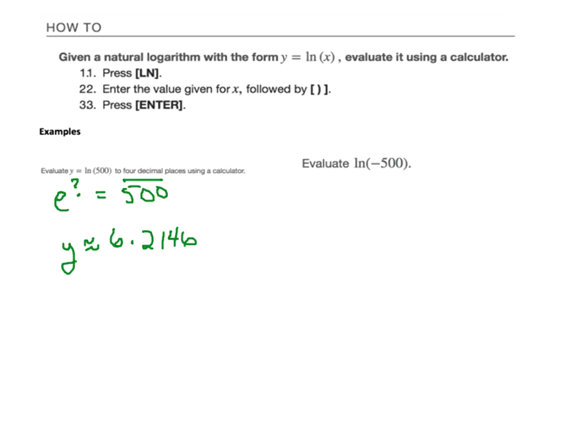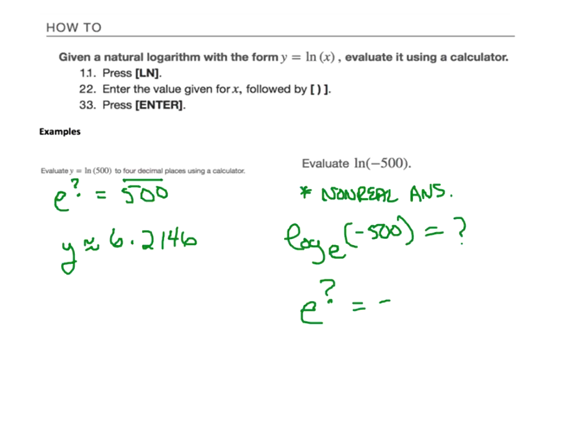Now, if I put the ln of negative 500 in, I get an error. It tells me non-real answer, because this is the same thing as log base E of negative 500. So this is asking, what can I raise E to make a negative number? E is a positive number. So there's no real number that I can raise E to get negative 500.